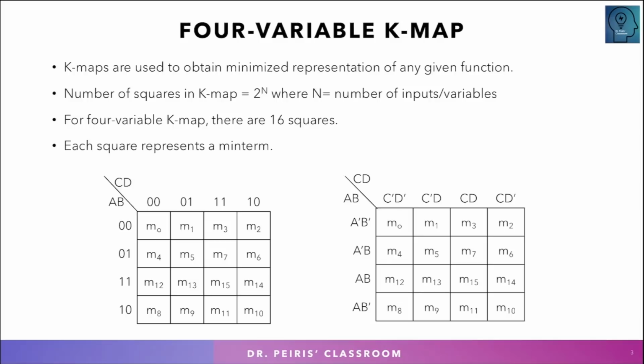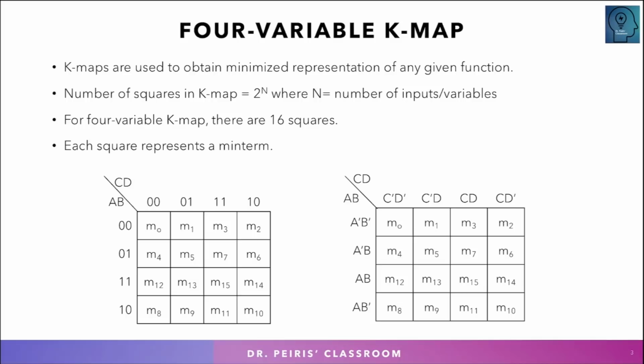And how do we know the number of squares in a K-map? It depends on the number of inputs or variables in the function. The number of squares is given by 2 raised to the n, where n is the number of inputs. So if you have a 4 variable K-map, which means 4 inputs, 2 raised to the 4 gives you 16 squares. And each square represents a minterm.